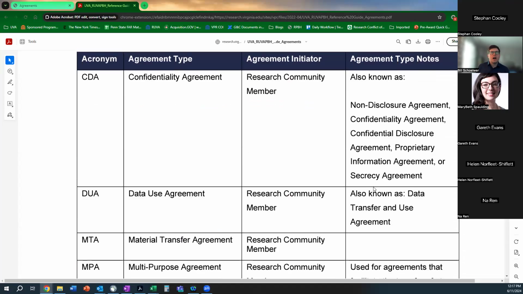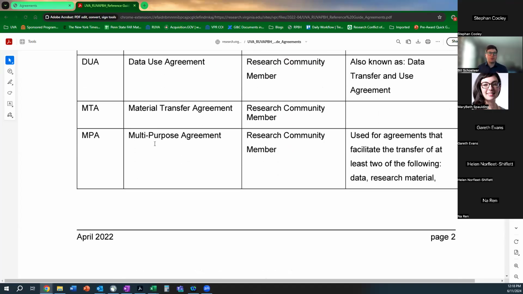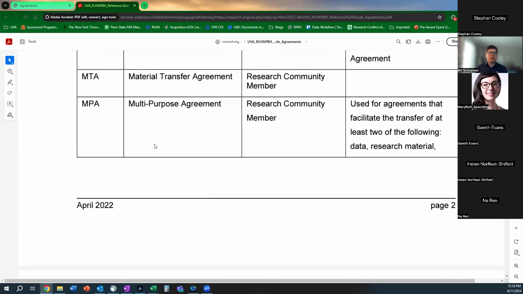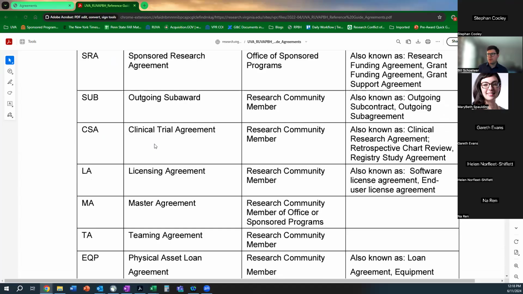Okay, so our reference guide outlines the various different types of agreements that flow through the system. I think there's about 15 of them that can flow through the system, and that can break apart into 3 basic buckets of non-funded agreements, funded agreements, and outgoing subawards. And each one will follow a slightly different pathway as it comes from the department through OSP.